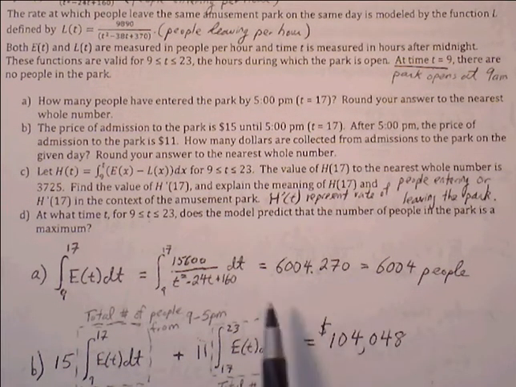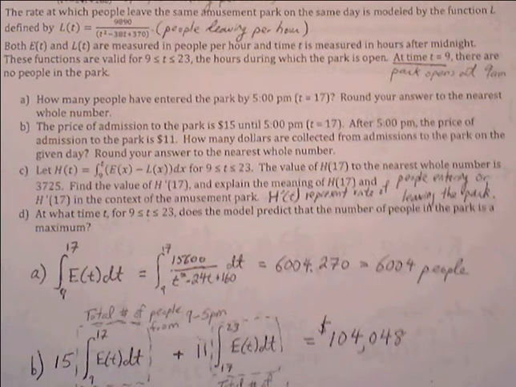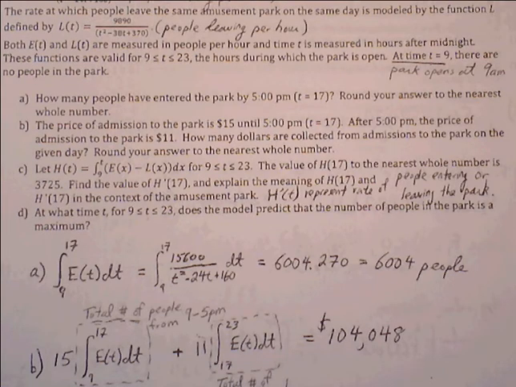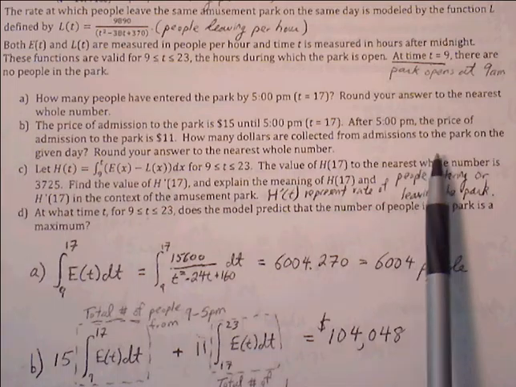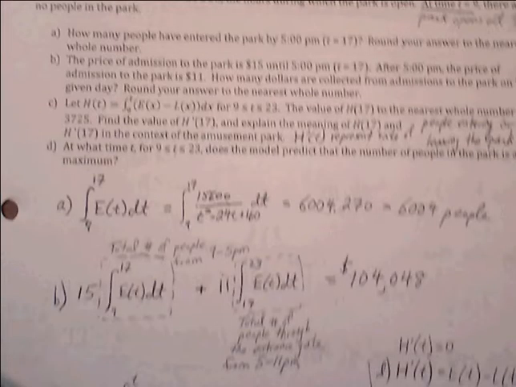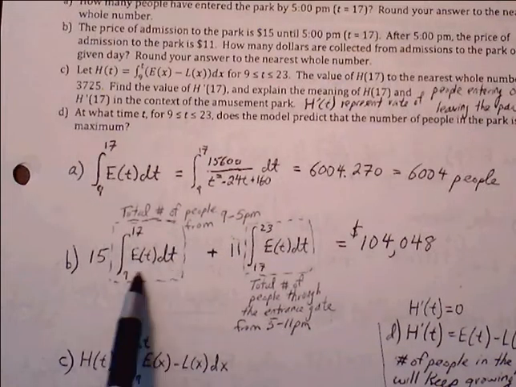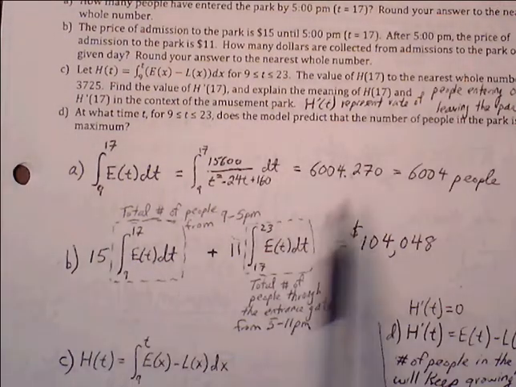All right, part B, the price of admission is $15 until 5 p.m. After 5 p.m., the price drops down to $11. So how much money is collected from admissions on that given day? What we can do is find out the total number of people who've entered the park, which we did from part A.